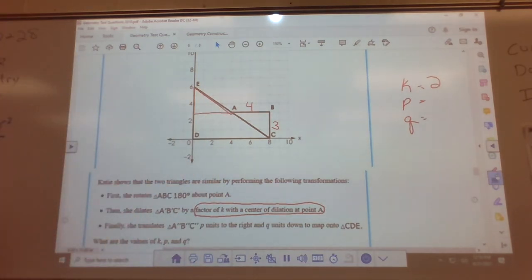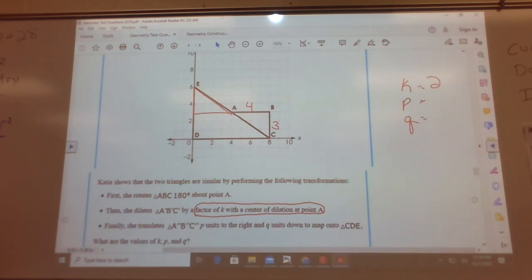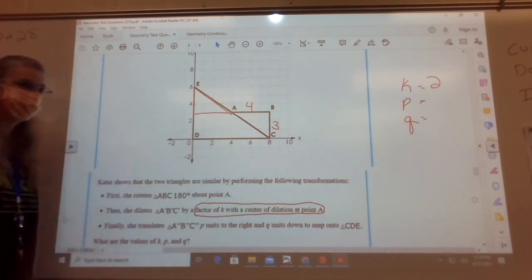I know a lot of the rotations we did on the other papers was spinning it around the origin, but this one we didn't spin around the origin, we spun around a point on the triangle.